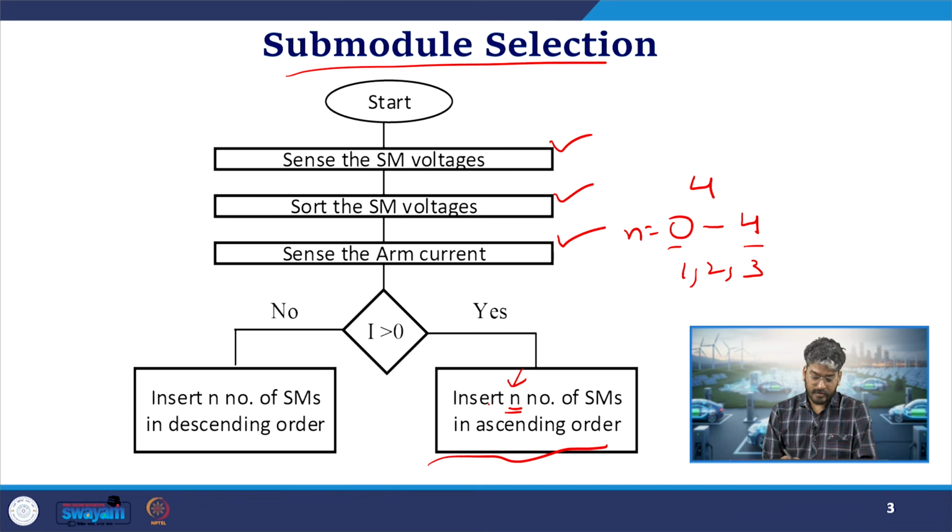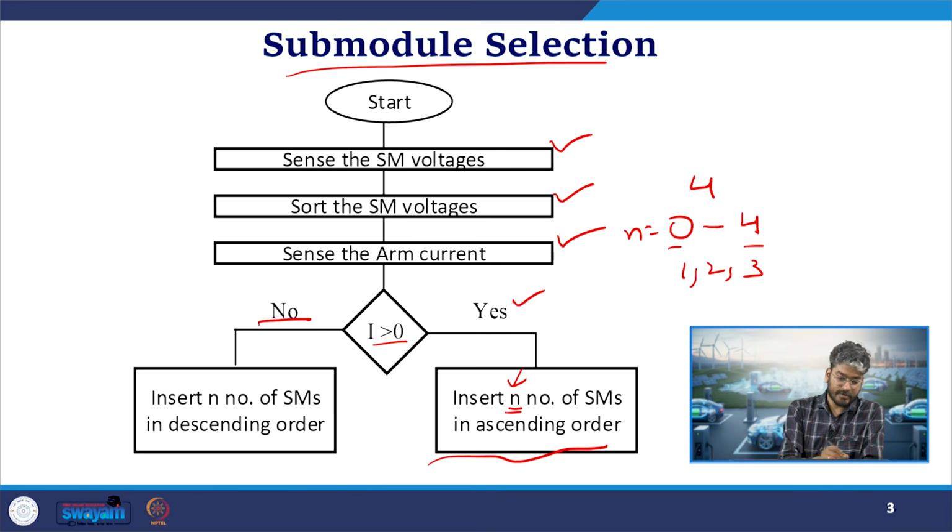Suppose now I want to select one sub module and the current at that time is positive. I will select the sub module which has the least voltage. Why? As the current is positive, whichever sub module is inserted in the path, its capacitor will behave as a load, or it will get charged. So I will insert the sub module having the least voltage. If the vice versa condition is true, then I will insert the small n number of sub modules which have higher voltage, such that they will get discharged.